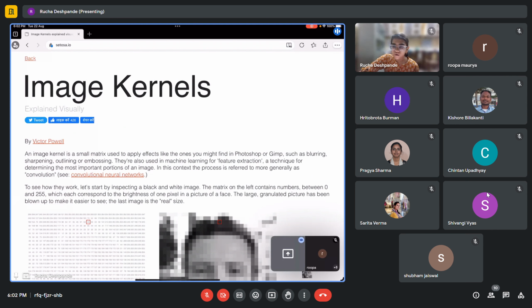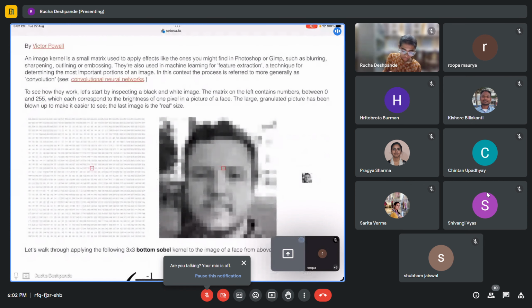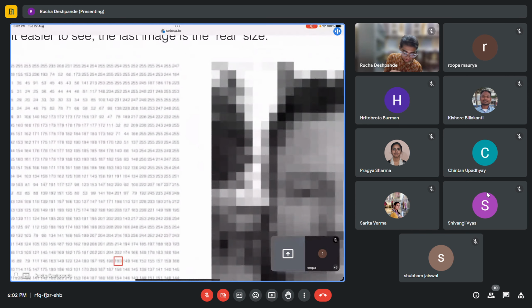So we were talking about filters in the last session. I have found this link where you can see how different types of filters work. So this is a digital image. You can see these DN numbers over here. I hope you are able to see this.